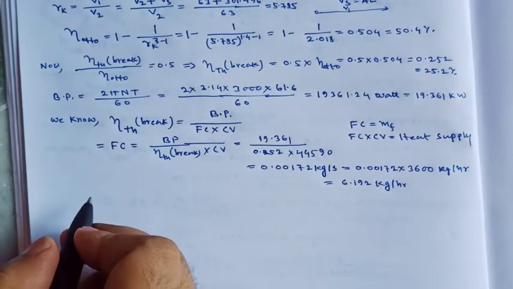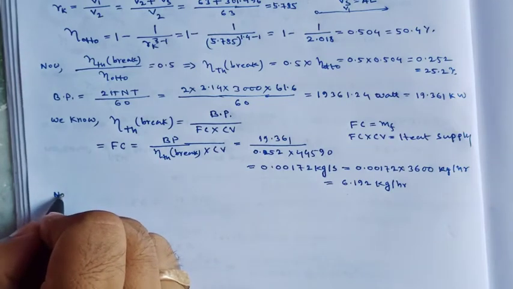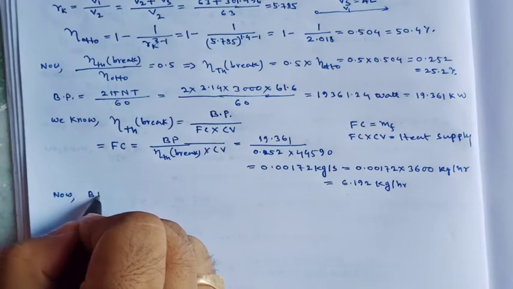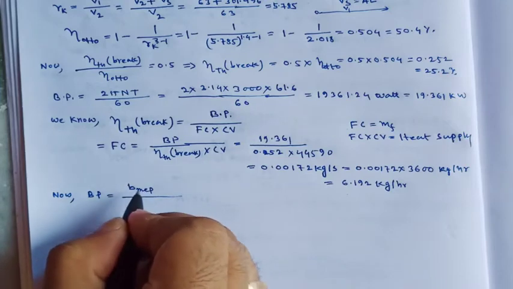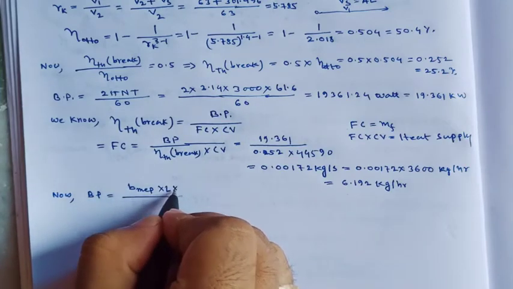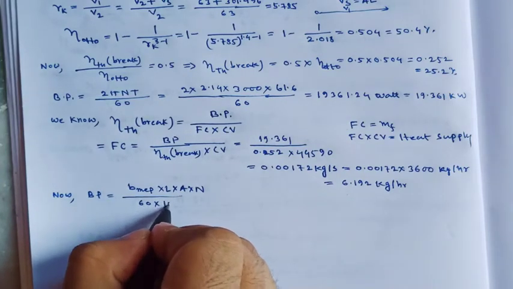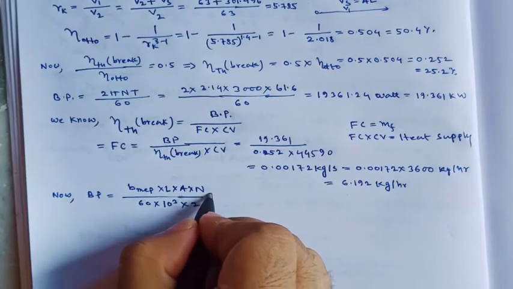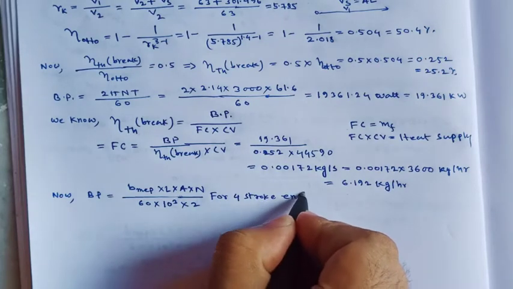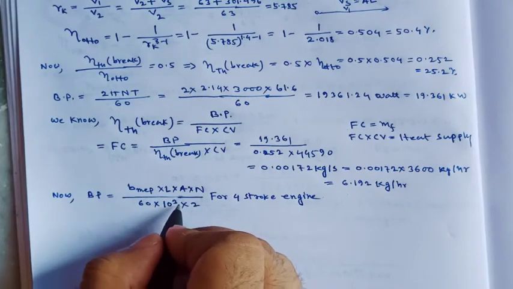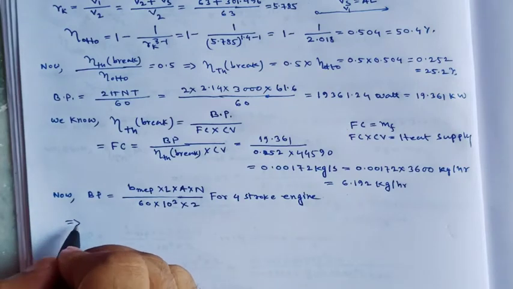Okay, now we have to find the brake mean effective pressure. From this equation, BP equals brake mean effective pressure times L A N, number of cylinders, divided by 60 into 10 to the power 3 into 2. This is for a 4-stroke engine. For a 4-stroke engine we have to divide by this 2, and if it is a 2-stroke engine, then this will be 1.